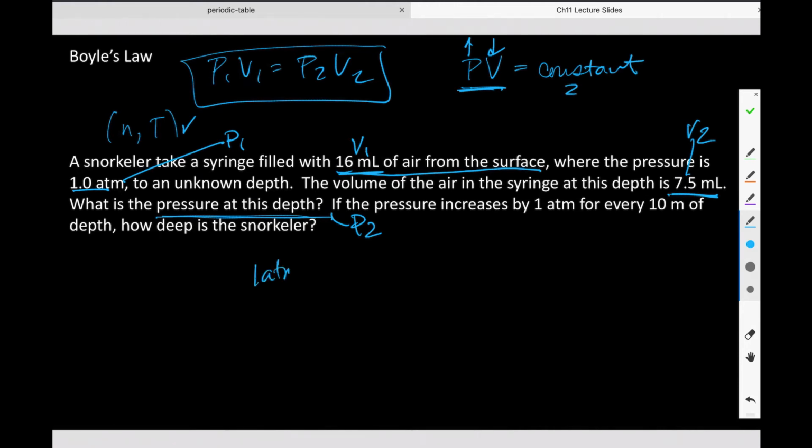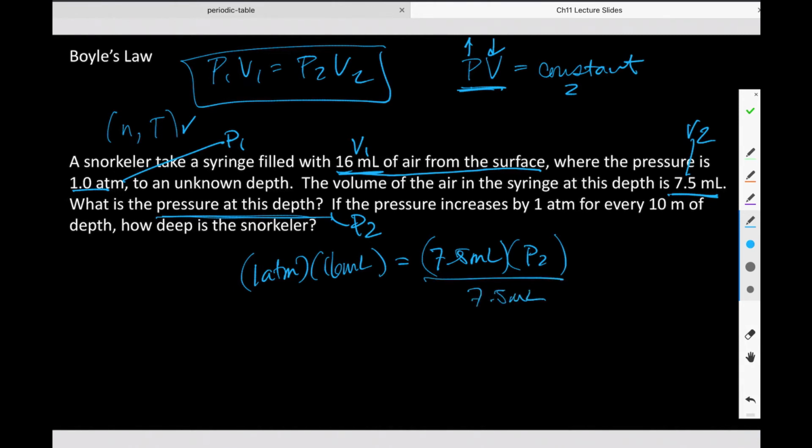P1 is 1 atmosphere. So 1 atmosphere times 16 mL is equal to 7.5 mL times my P2. Now here, one of the neat things is, as long as we set it up neatly, all that has to happen is that our units have to match across the equal sign. So since this is 7.5 mL, when I divide by 7.5 mL, that unit cancels and I'm left with P2 equal to however many atmospheres. So this then is going to get me what my new P2 is.